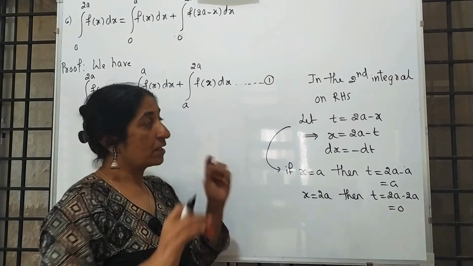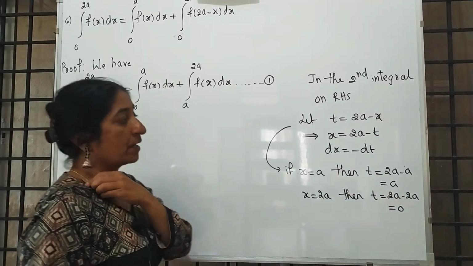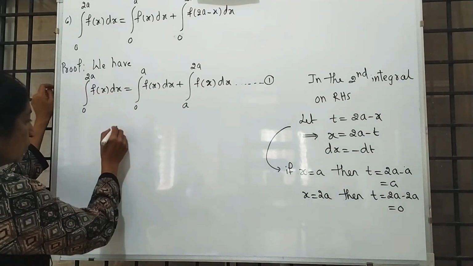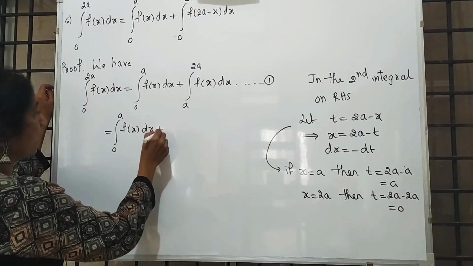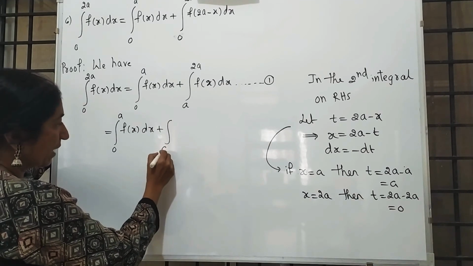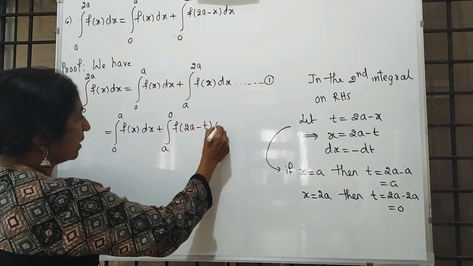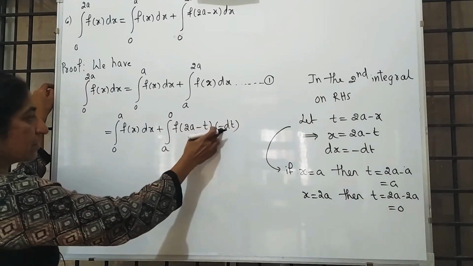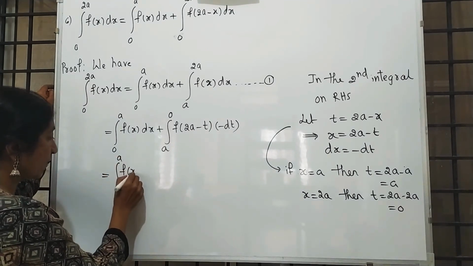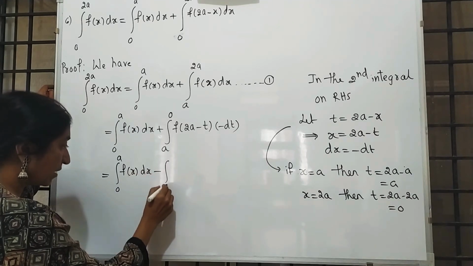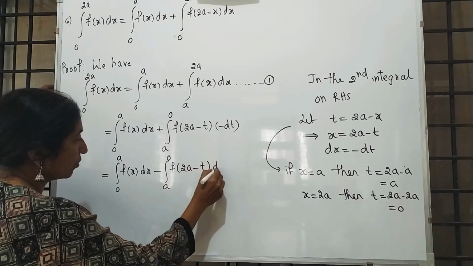Make the correction. See once again, in the second integral on RHS, let t is equal to 2a minus x. So the first integration as it is, and in the second one, in place of a we have a, in place of 2a we have 0, f of 2a minus t, minus dt. Next, plus into minus, this minus comes outside: 0 to a f of x dx minus a to 0 f of 2a minus t into dt.